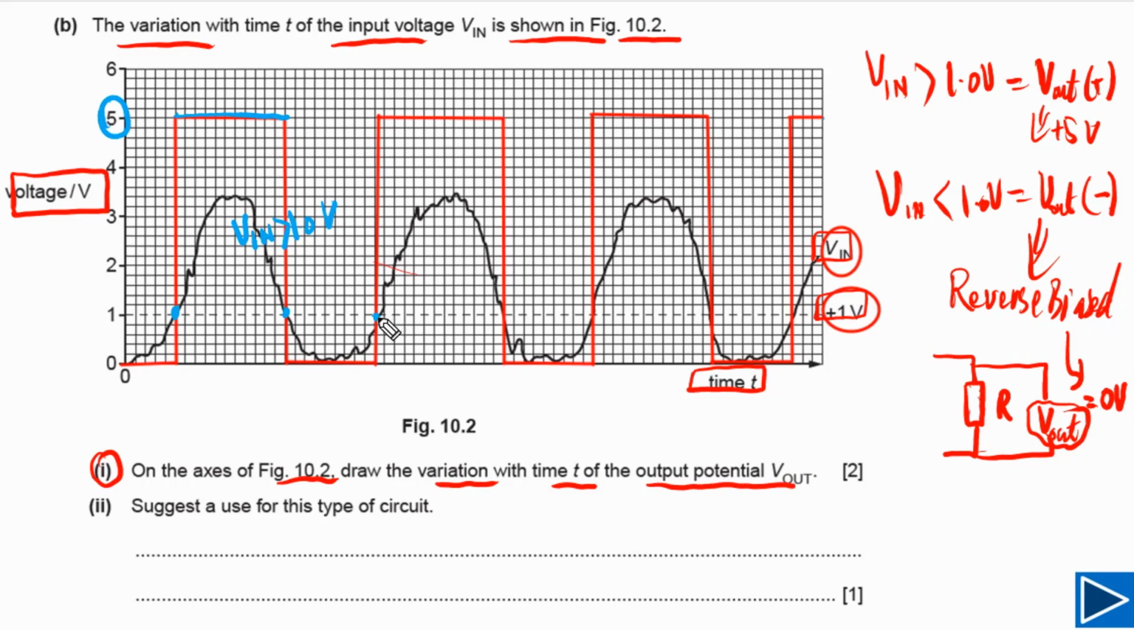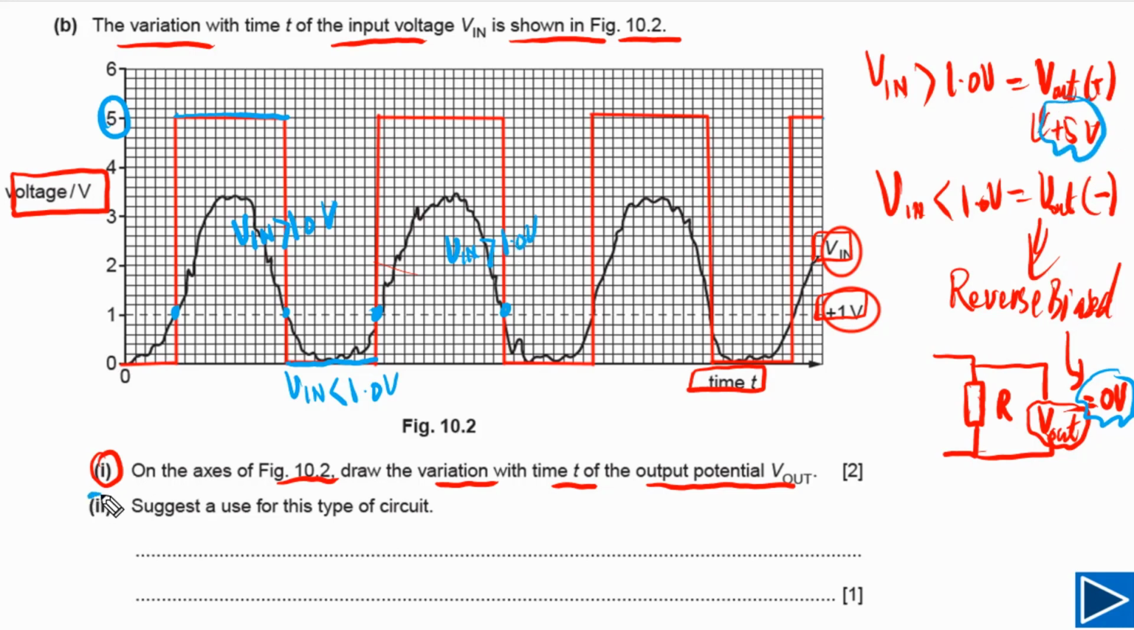And if you look at these 2 points, in this case V in is less than 1.0 volt and our output is 0 volt, as you can see here. And again between this point and this point, V in is again greater than 1.0 volt and our output is 5 volts, as you can see, and so on.